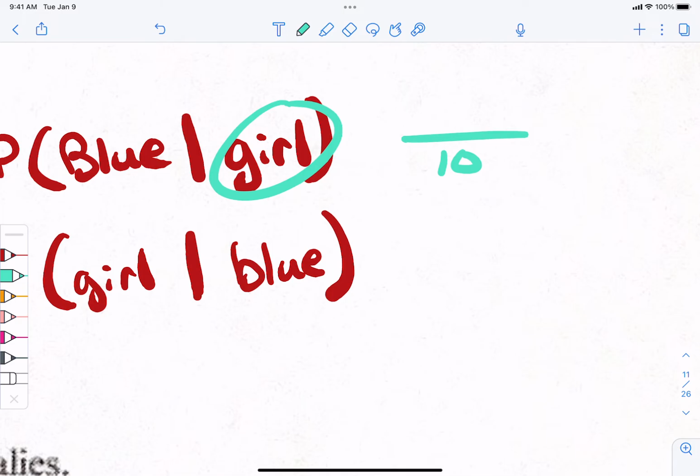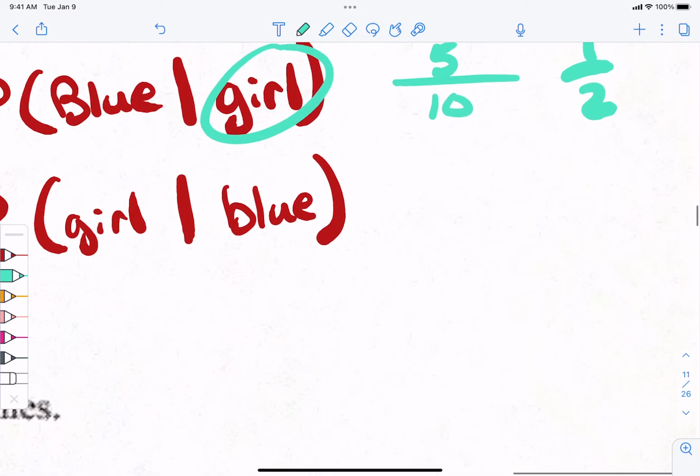How many of those 10 girls have blue eyes? Raise your hand. Blue eyes. So that's 2, 3, 4, 5 is Kelsey. So 5 out of 10 or 1/2 is my probability of getting a blue-eyed person given that they're a girl. We're not talking about all 14 anymore. We're only talking about the girls.